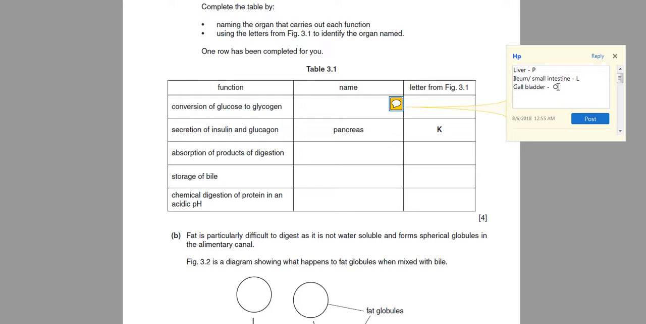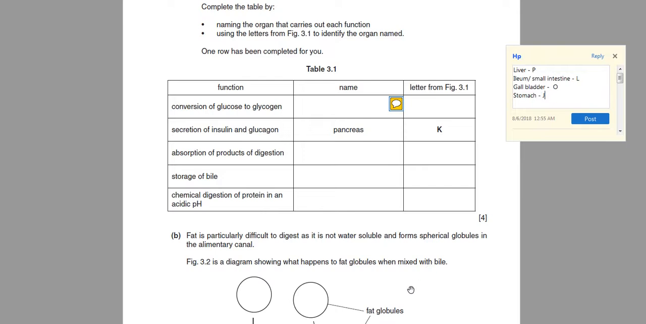After that, what do I have? Next is chemical digestion of protein in an acidic pH. Whenever we think of acidic, something acid, we know that it is produced in the stomach, HCl. Okay, and which is the letter that is representing it? That is actually J. You can refer back to the diagram. So this is how we need to fill up the table. Now let's move on to the next part of the question.